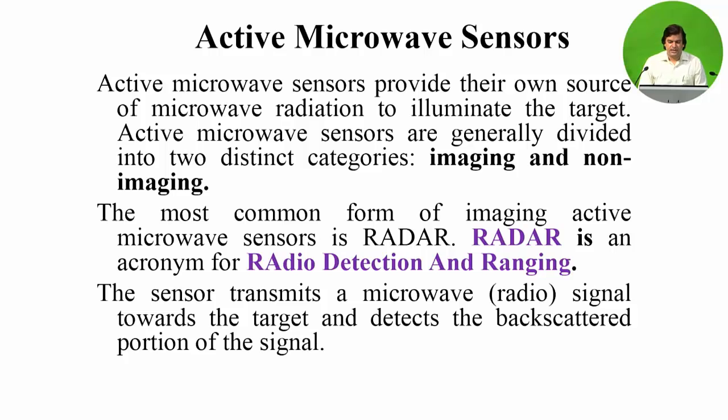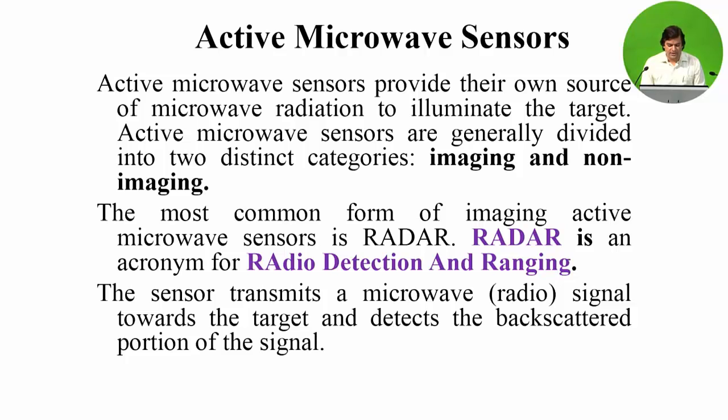Another category is active microwave sensors. Active microwave sensors provide their own source of microwave radiation to illuminate the target. Active microwave sensors are generally divided into two distinct categories: one is imaging and another is non-imaging. The most common form of imaging active microwave sensors is radar. Radar is an acronym of radio detection and ranging. The sensor transmits a microwave signal towards a target and detects the backscattered portion of the signal.